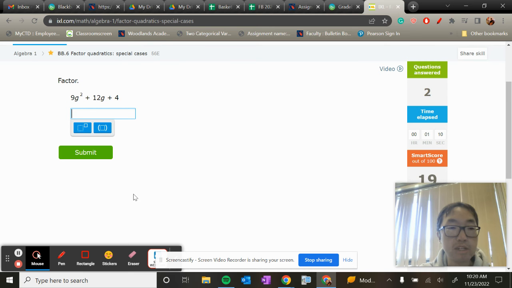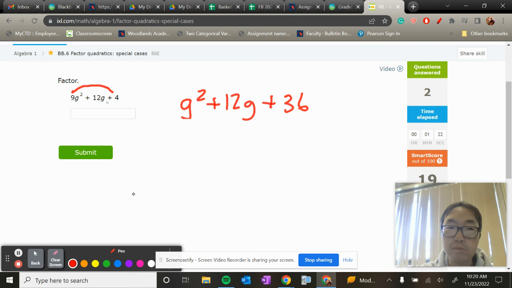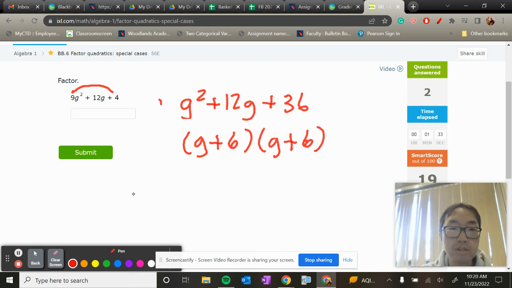All right, for this kind of factoring, I'm going to use the bottoms up method. So g squared plus 12g. I multiply the 9 and 4 to create 36, which eliminates the 9 from the top. Then I'm going to factor. So that's step 1, step 2. Then I'm going to divide each of the numbers here by 9.